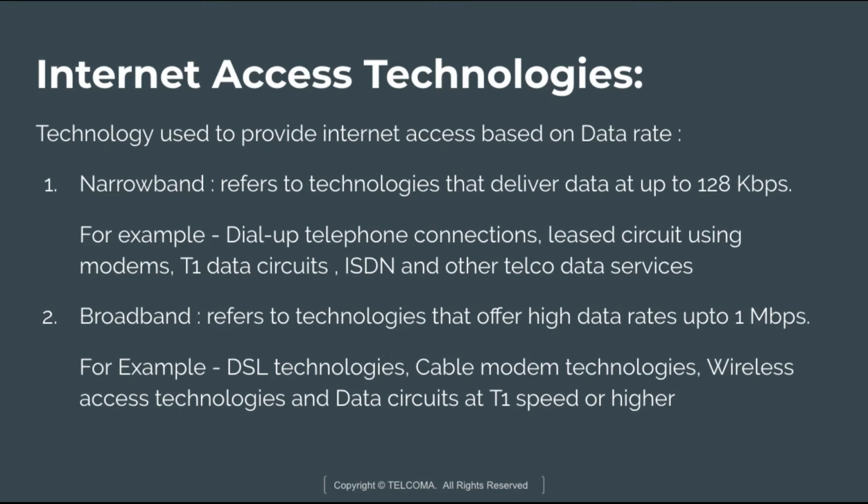The next technologies are used to provide internet access based upon the data rate. These are narrowband and broadband. Narrowband refers to technologies that deliver data up to the rate of 128 kilobits per second. Examples of these narrowband technologies are dial-up telephone connection, leased circuit using modem, T1 data circuits, ISDN, and other telco data services. And broadband refers to the technologies that offer high data rates up to 1 megabit per second. For example, DSL technology, cable modem technologies, wireless access technologies, and data circuits at T1 speed or higher.